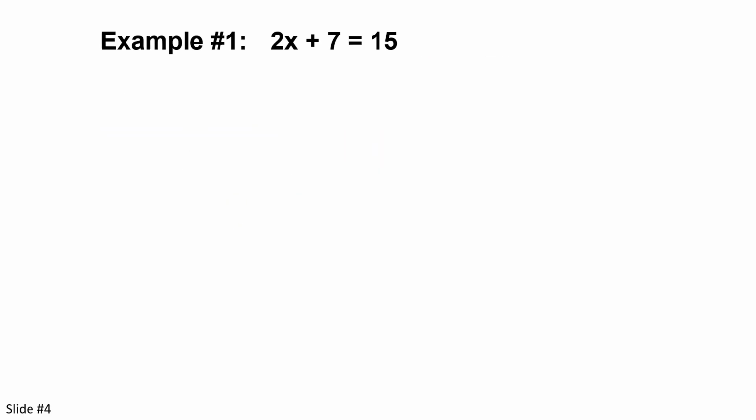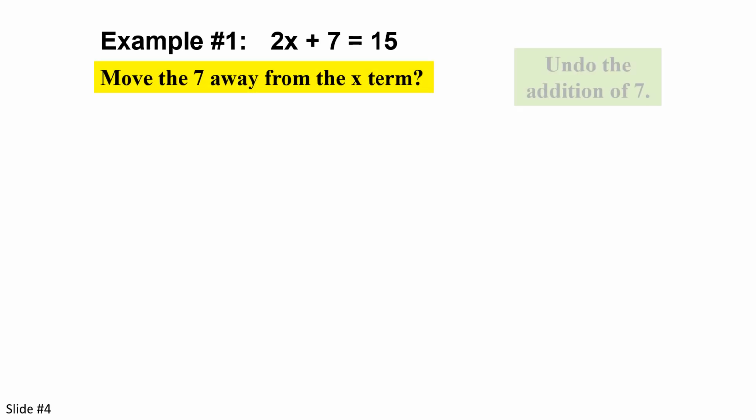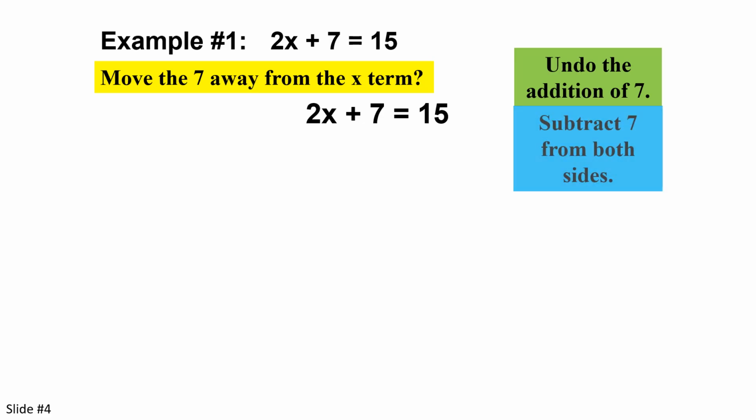All right, so let's look at some examples here. First thing we have to do is move the 7 away from the x term. They call this isolating the variable term. So we have to undo the addition of 7. So we're going to subtract 7 from both sides.